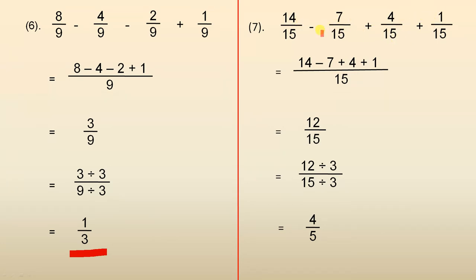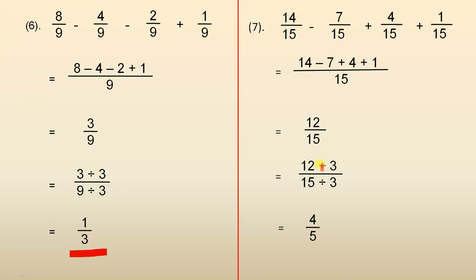This sum here, all the denominators are the same. 14 minus 7 plus 4 plus 1. 14 minus 7 is 7. 7 plus 4 is 11. 11 plus 1 is 12. 12 over 15.